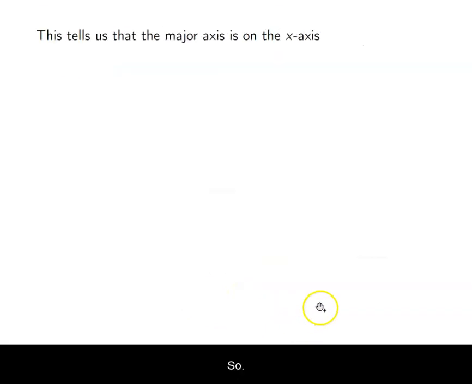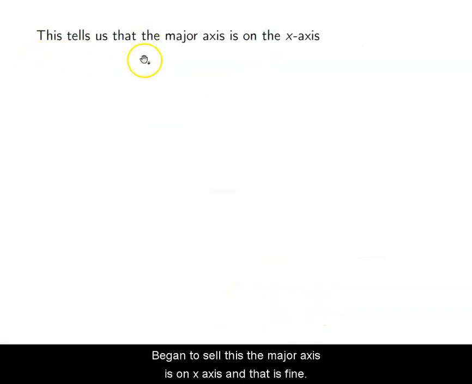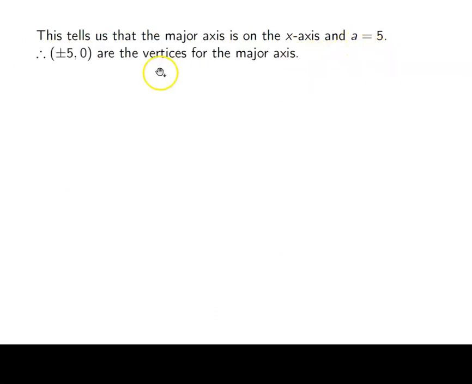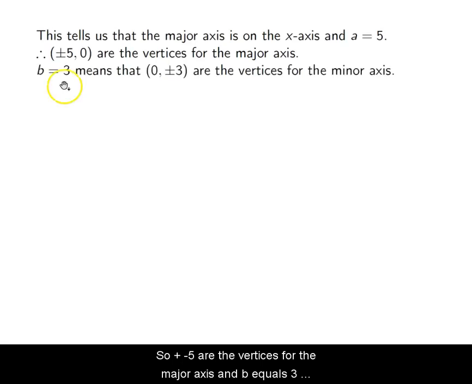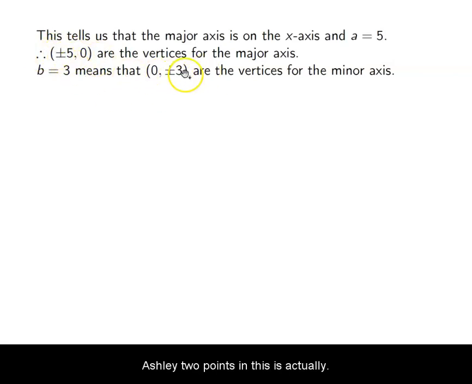So again, this tells us the major axis is on the x-axis and that a is 5. So plus or minus 5 are the vertices for the major axis. And b equals 3 means that (0, plus or minus 3) are the vertices for the minor axis. Remember, plus and minus is 2 different values. So this is actually 2 points and this is actually 2 points.